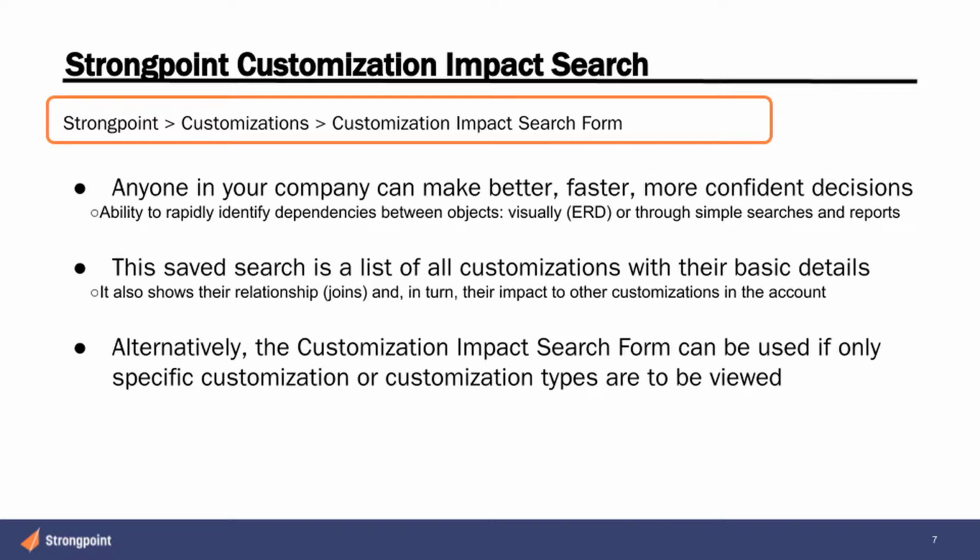We make sure that everybody in your company can make more confident decisions and minimize risks. We all know what happens if somebody in the account makes a change to a custom object without reviewing those impacts, then you have to scramble and undo all of that work. So these saved searches include the customizations with their basic details and show the relationships.